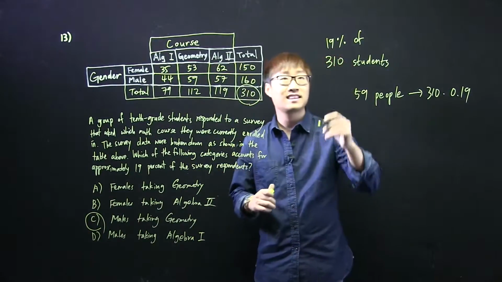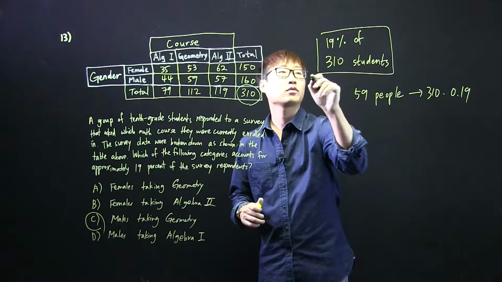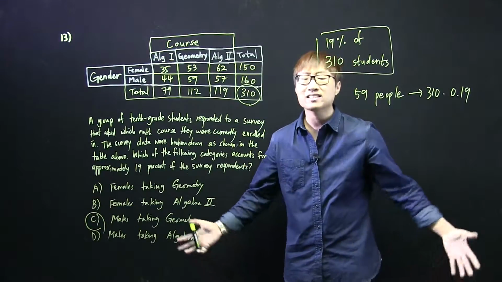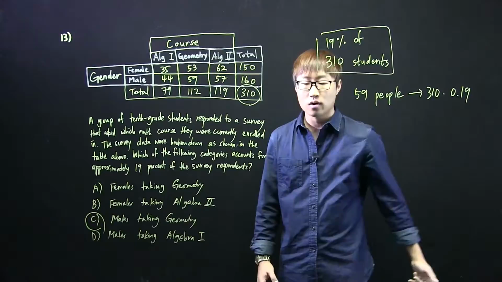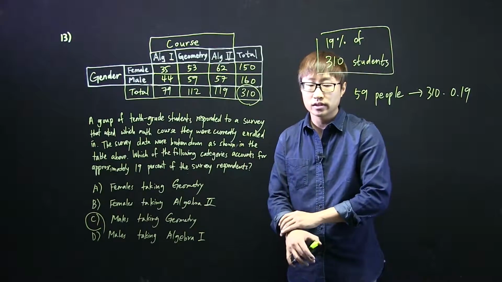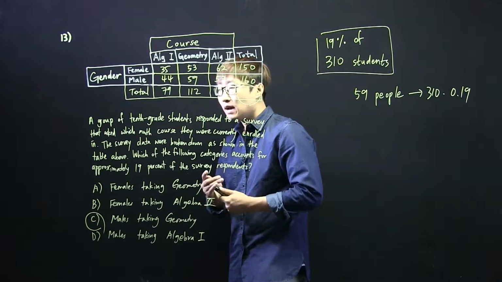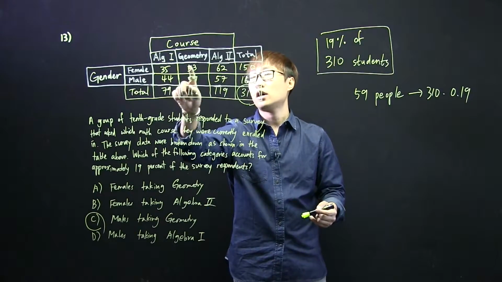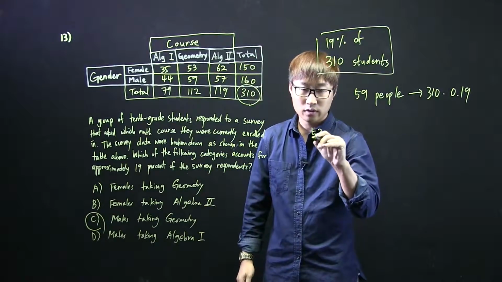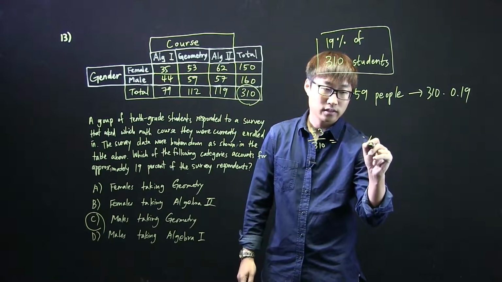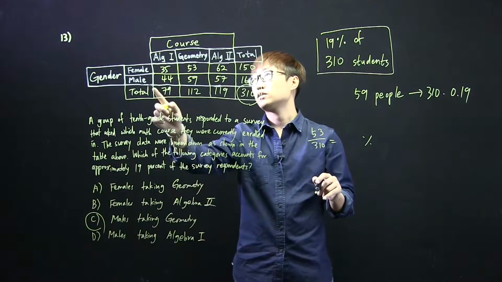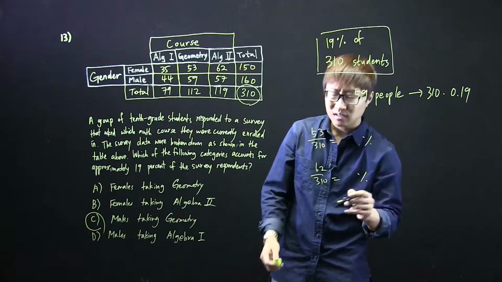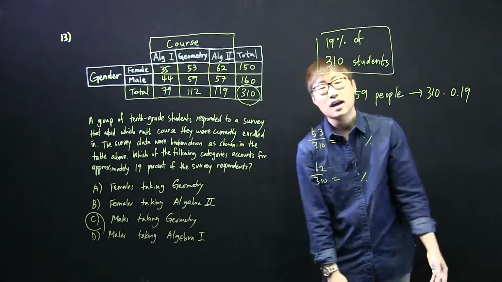The reason I did this step first, guys, the reason I took 19% of the 310 students first and then jumped to the answer choices, is because I did not want to check all of the four choices one by one. Imagine I started in A, females taking geometry. I'd be like, okay, there's 53, and then 53 divided by 310, and what percent is that? Then I'd go to B, females taking algebra 2, which is 62, and I'd be like, 62 divided by 310, and what percent is that? Imagine doing this three or four different times. I just didn't want to do that.